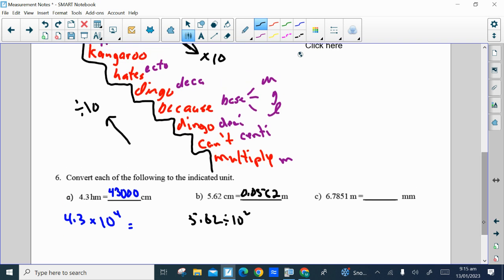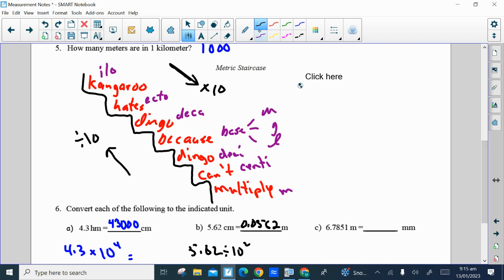And the last one, we're going from meters down to millimeters. So meters, which is the base, down to millimeters, it's 1, 2, 3 steps down. As you go down the metric staircase, you're multiplying by a factor of 10 for each step. So we're going to have to multiply by 10 3 times, or multiply by 10 cubed. So 6.7851 times 10 cubed, which means the decimal moved to the right 3 spots, which will be between the 5 and the 1. So 6785.1 millimeters.